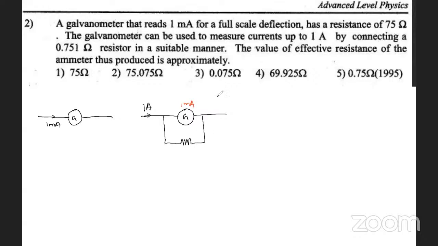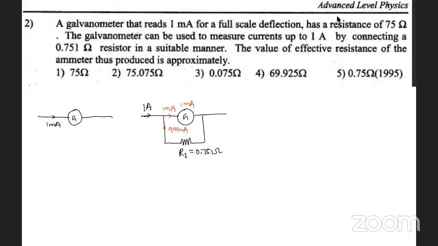And the value of the shunt resistor is provided to us. The galvanometer can be used to measure currents up to 1 ampere. Okay, 1 ampere current can be measured, but through the galvanometer you can send only 1 milliampere current. That's a different story. So we have to divert the remaining 999 milliampere current through the shunt resistor, and that shunt resistance is given to us. That is 0.751 ohm. In a suitable manner, you have to put it in parallel.